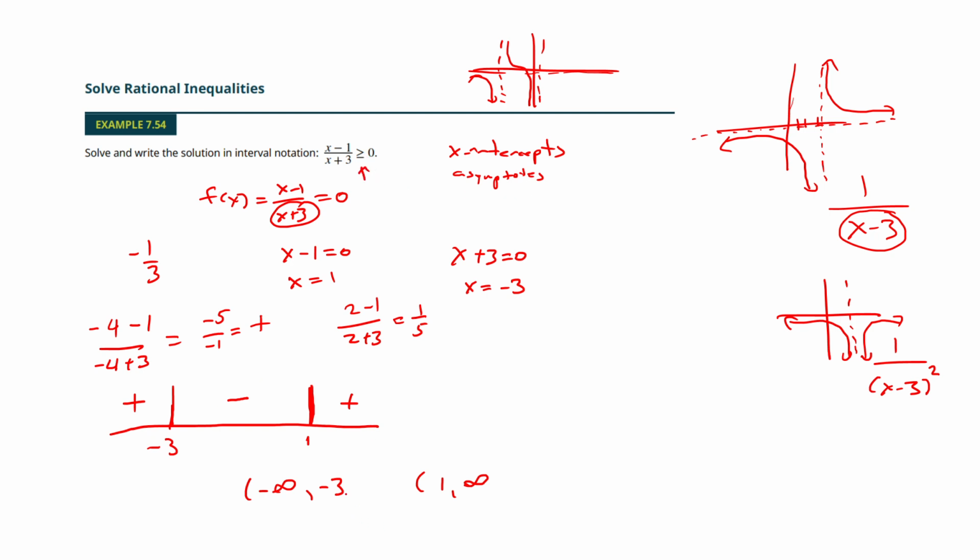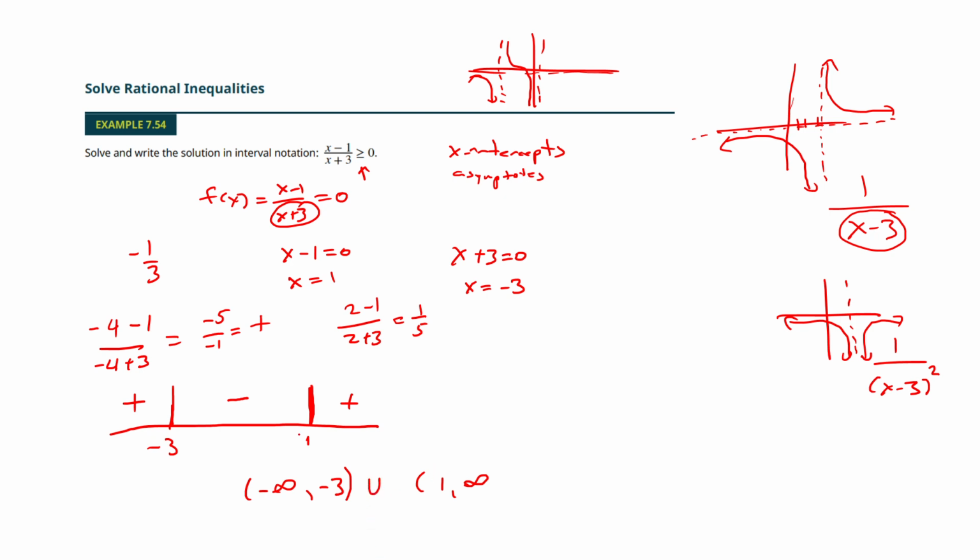So let's look at our boundary points here. At negative 3, could this have been equal to 0? Well, actually, it could not have been. That was an asymptote, and we never reach the asymptote. So there is no way that this could have equaled 0 at that boundary point. So we're going to give this a parenthesis.